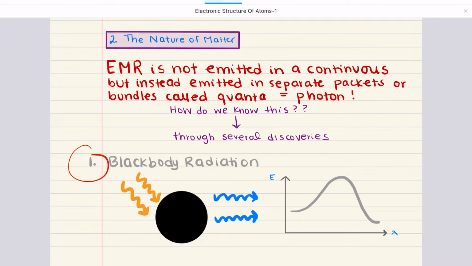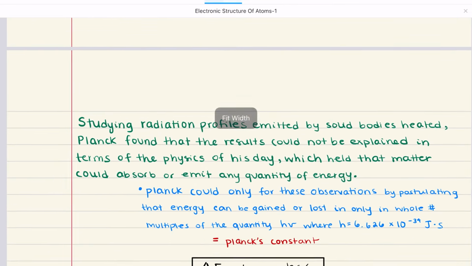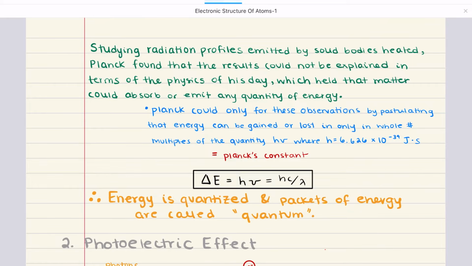To address this inconsistency, Planck proposed that energy could be gained or lost only in discrete whole number multiples of a fundamental unit, which he defined as h nu, where h was Planck's constant and nu was frequency. Planck's constant is equal to 6.626 times 10 to the minus 34 power joules per second. And so the energy change in the system can be said to equal Planck's constant multiplied by frequency.